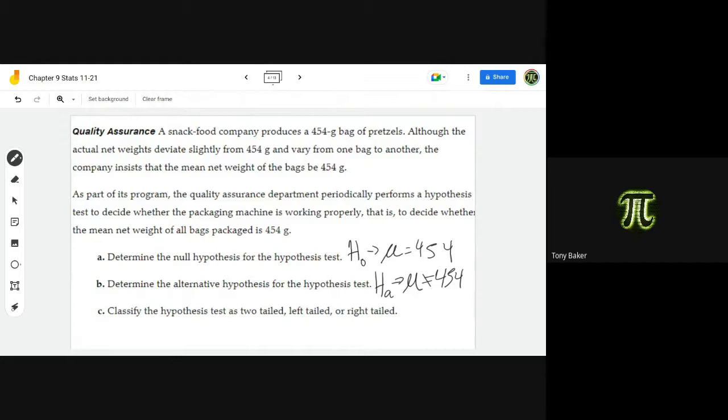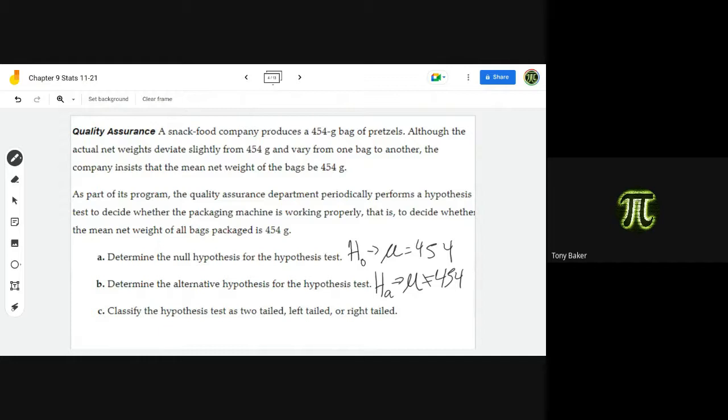But if it was worded differently, like this company claims that they have at least this amount, then the bad direction would be less than that. But in this case, if you're the company, one way you'd be screwing your customers, which can get you in trouble, as we've just seen, and one way it's costing you more money. Either way, that machine needs to be fixed. So that's why my alternate hypothesis would be not equal to.